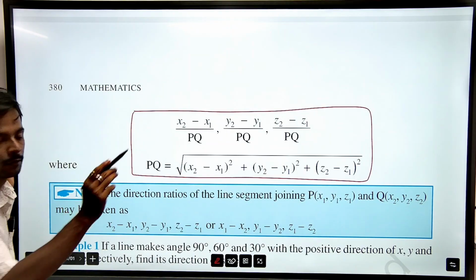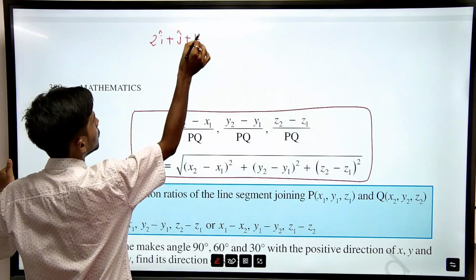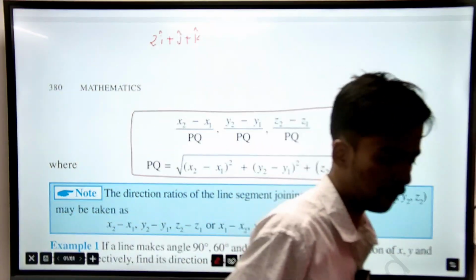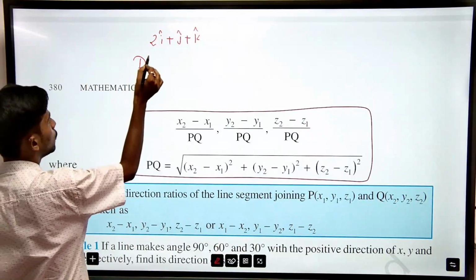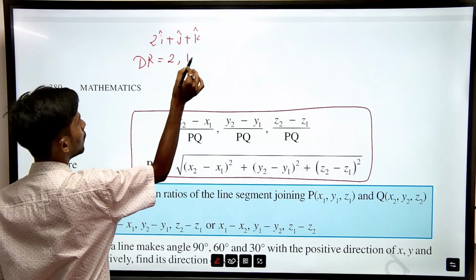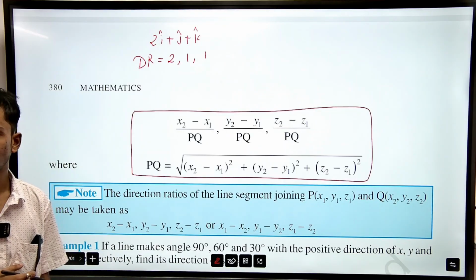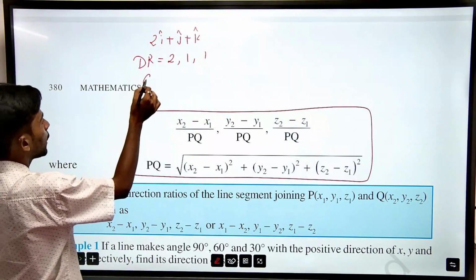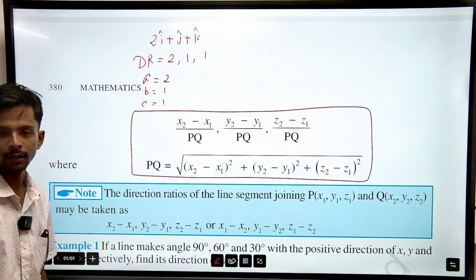Suppose I am taking one vector 2i cap plus j cap plus k cap. Now I have to find my direction cosines. Now finding direction ratios is very simple. The scalar components will be the direction ratios. So if you have to find the direction ratio for this vector, the direction ratio will be 2, 1, 1. Yes, ठीक है, ये 2, 1, 1 डायरेक्शन रेशियो होगा। तो मतलब a का वैल्यू यहाँ पे 2, b का वैल्यू 1, c का वैल्यू 1, right?